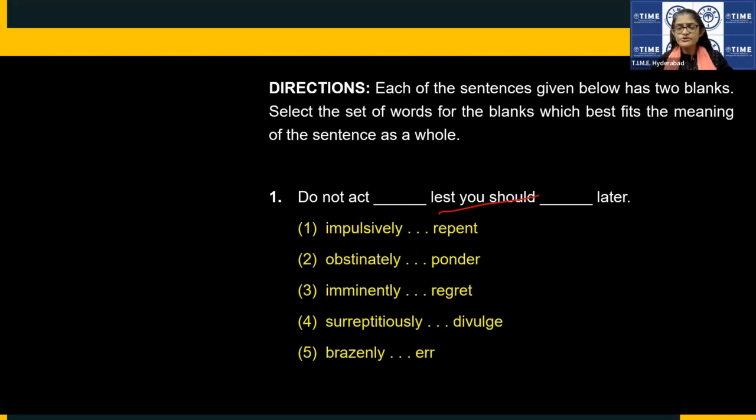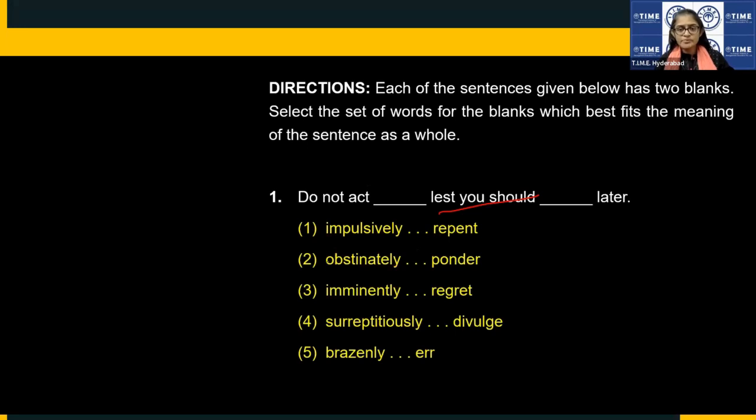Makes sense, right? If you act impulsively at the spur of the moment, you may have to repent. Repent is to regret it. Feel sorry for what you have done. That makes sense. Let us look at the other options.